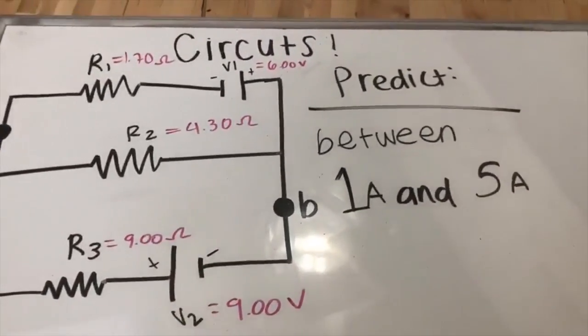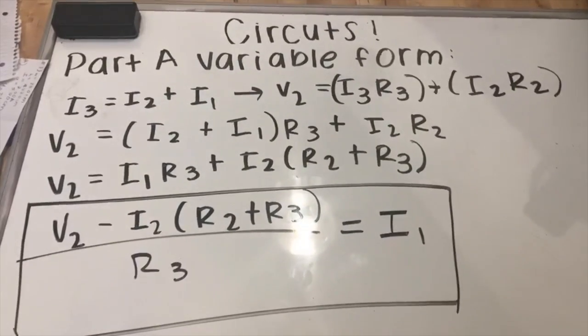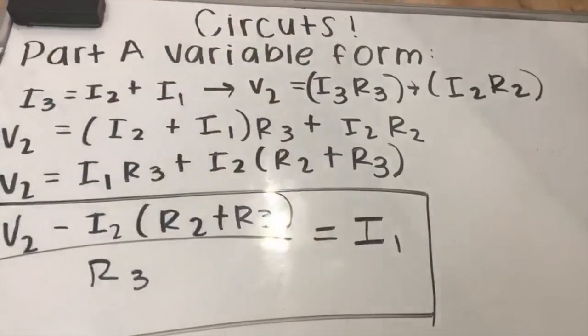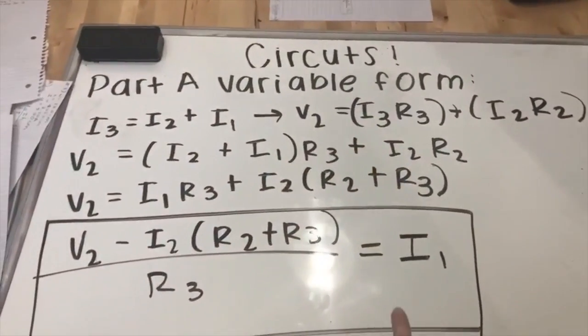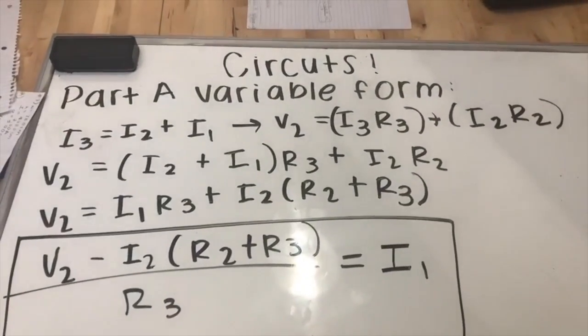Okay, to start solving in variable form, I have just used two of the equations. This equation's from the second loop, and I combined them to solve for I1, and that is just the first step to do part A.